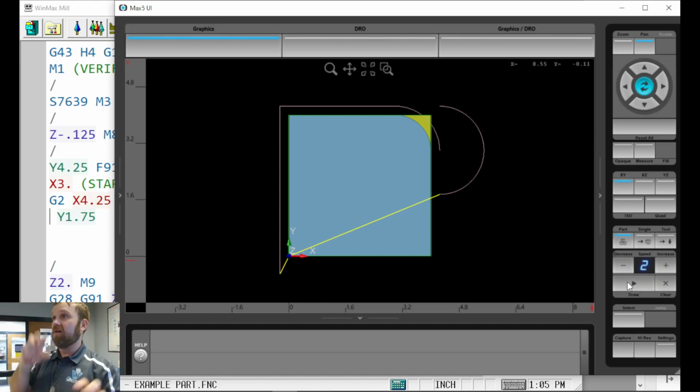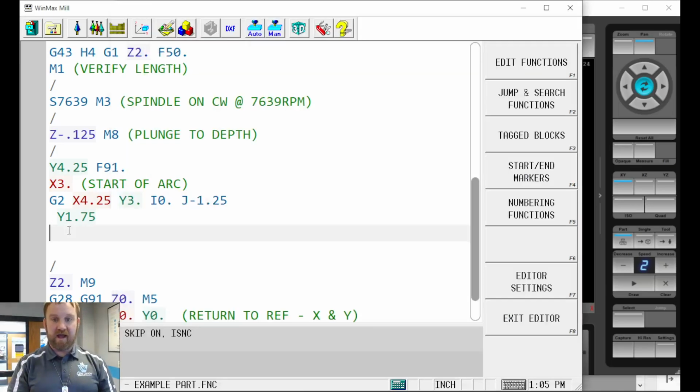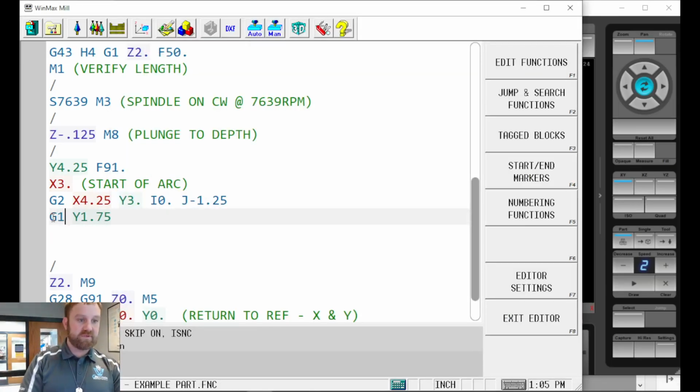Okay, it doesn't look right at all. And then you got to start going through and trying to figure out where did you go wrong. So every couple lines of code, don't be afraid to jump over to the draw screen, the verify screen, hit play, make sure it's moving where it's supposed to. Like right there, I know that I forgot to do something there. So I'm going to throw my G1 in.